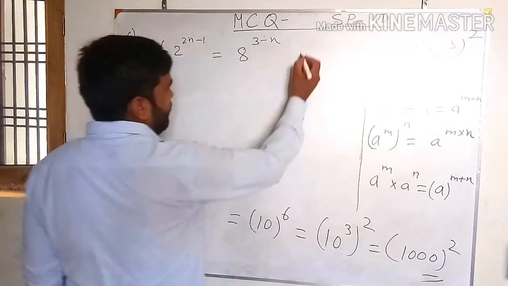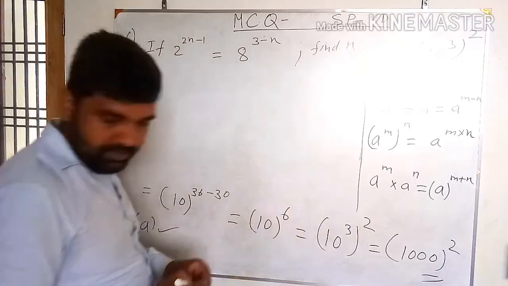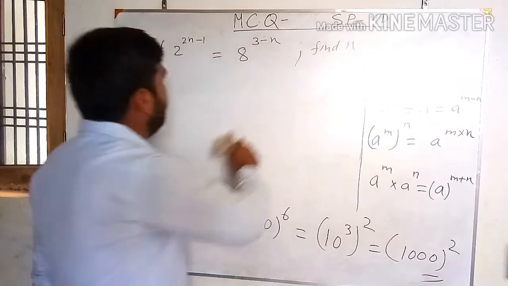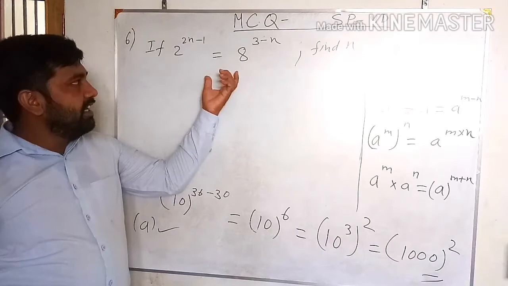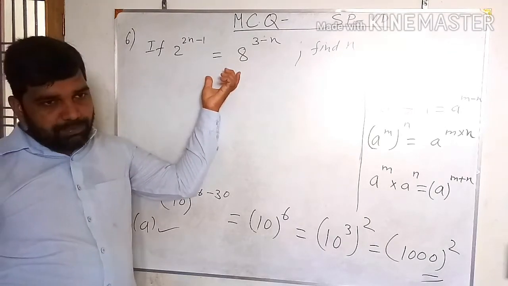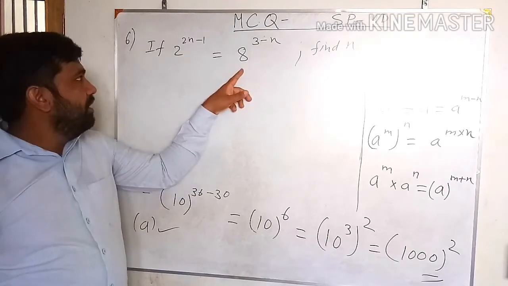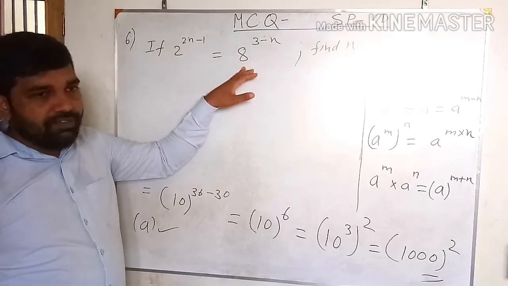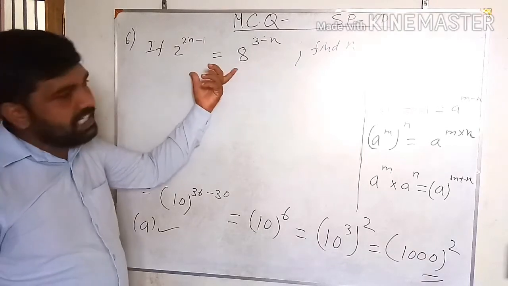So here in this question, we have to find n. So how do we find the value of n? This is an exponential equation. In an exponential equation, to compare the exponents, we have to make both the bases the same. The simplest base is 2. So if we convert the base 8 into 2, then we can compare this exponential equation.